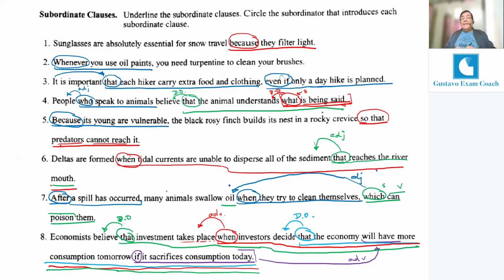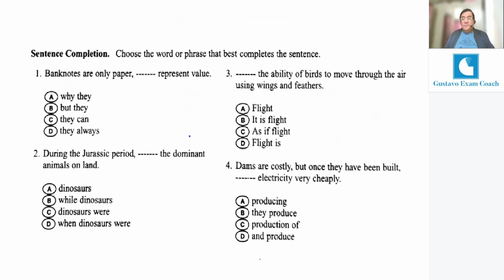All right, let's take a look at this amazing sentence one more time. Economists believe that investment takes place when investors decide that the economy will have more consumption tomorrow if it sacrifices consumption today. Okay, so that's it. We have finished this part, and we'll move on to another set of questions.